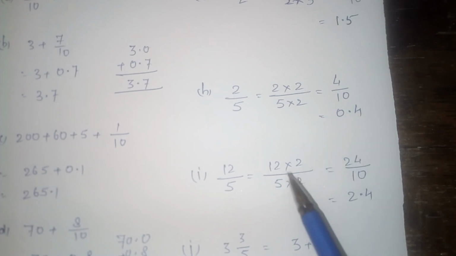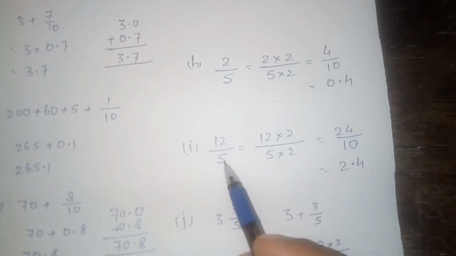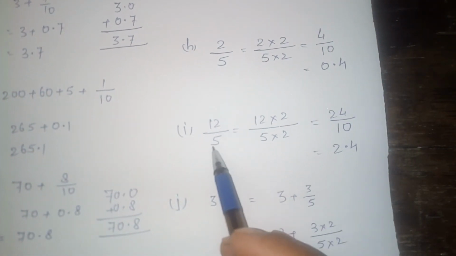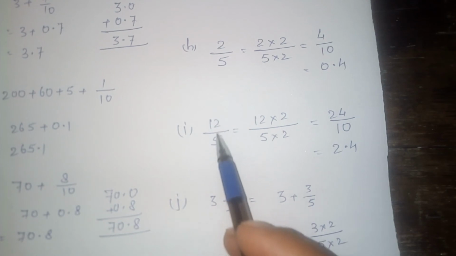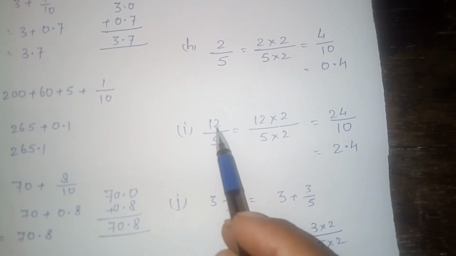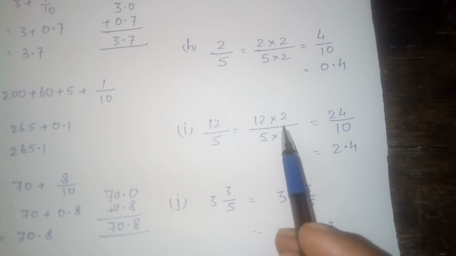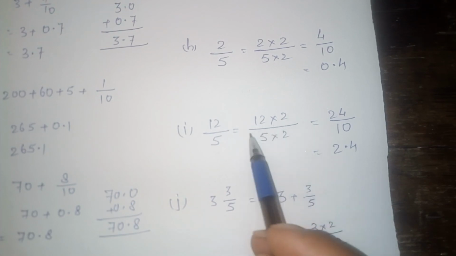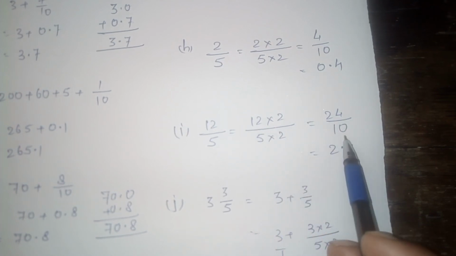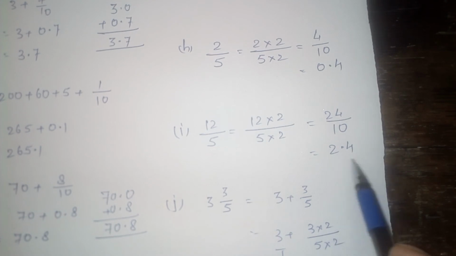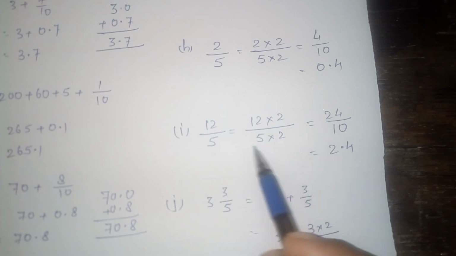Now question number I, 12 upon 5. We will apply the same procedure. You know very well, 5 is easily converted to 10. So what will you do? In numerator and denominator, multiply by 2. 12 into 2 upon 5 into 2. 12 twos are 24, 5 twos are 10. 24 upon 10 will give you 2.4. So 2.4 is the required answer of the given question.